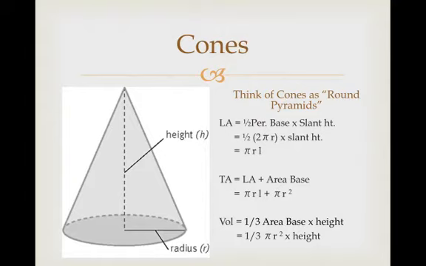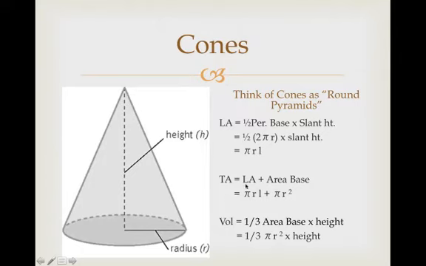But since the base is always a circle with a cone, the formula can be more specific, and the perimeter of the base can be interpreted as circumference, 2 pi r. So the 1/2 and the 2 cancel, and we're left with a formula for the lateral area of pi rl, where l stands for the slant height, or the height of the face of a cone.